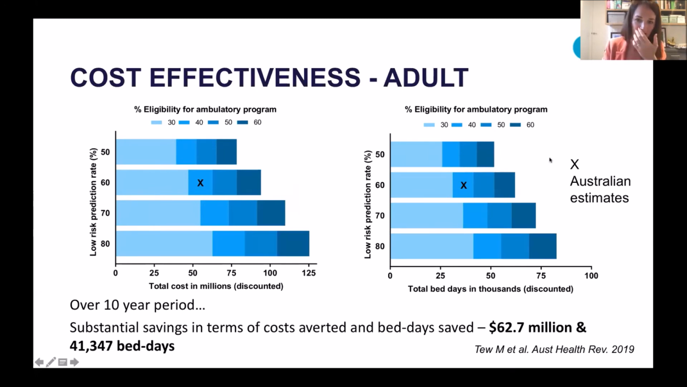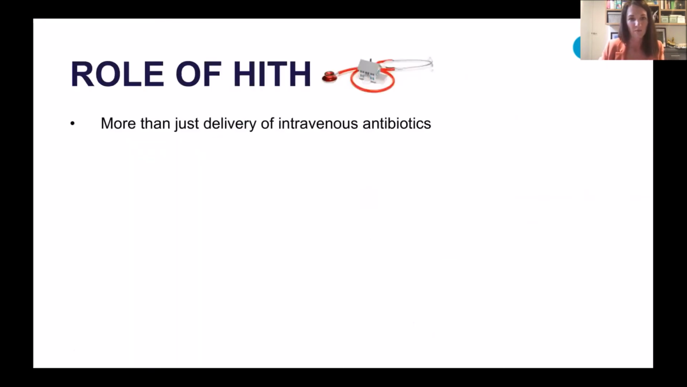The X's you can see there are the Australian estimates overall, based on some studies led by Kaczewski at Peter Mac, with that kind of estimation that up to $62 million could be saved over 40,000 bed days if every hospital took an adult low-risk program up.